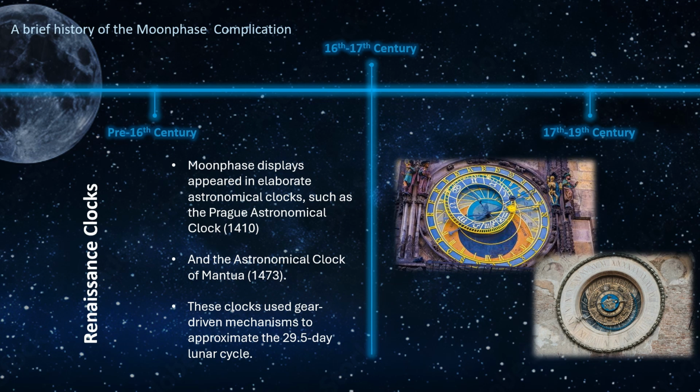One of the most famous examples is the Prague astronomical clock built in 1410, which features a moon phase display alongside other astronomical indicators. These early moon phase mechanisms were driven by gears that approximated the lunar cycle, often using a 59-tooth wheel to represent the 29.5-day cycle, since 59 divided by 2 equals 29.5.